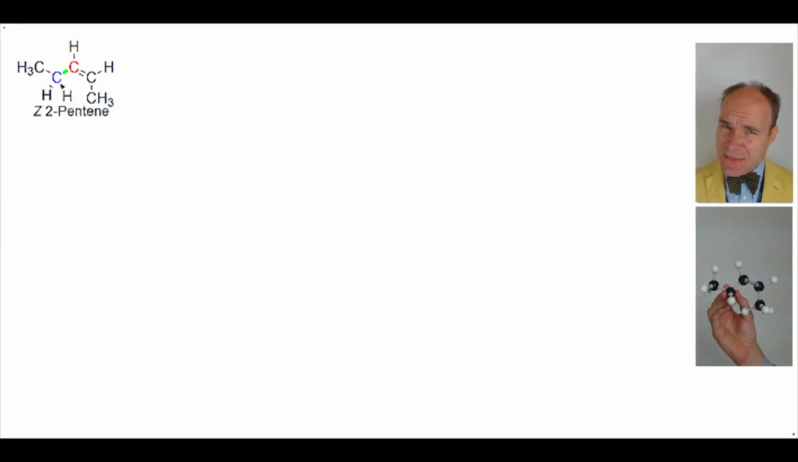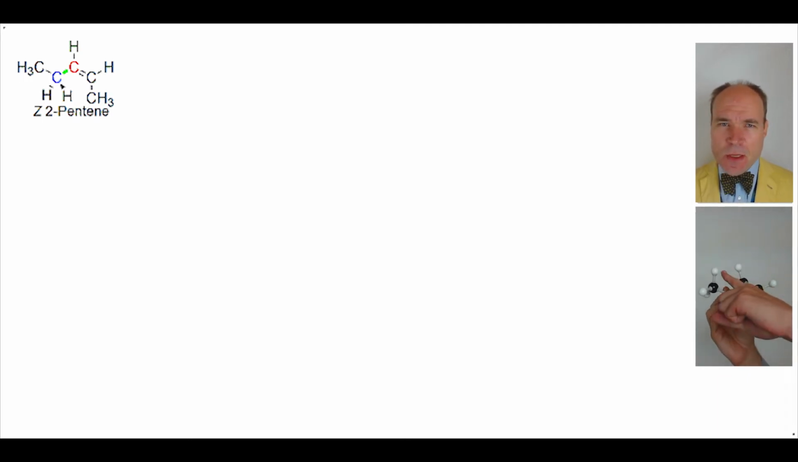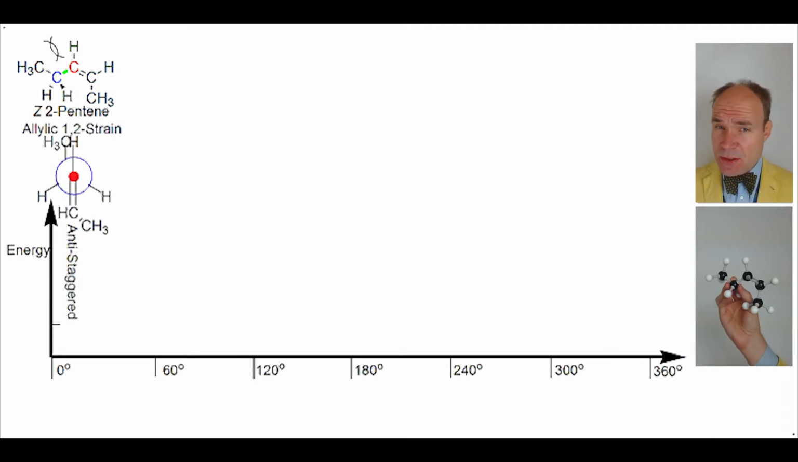Now what about the other stereoisomer, Z2-pentene? We'll view the molecule from a Newman projection perspective, looking down the bond from carbon-2 red to carbon-3 blue. Let's start again with the anti-staggered conformation, but unlike the E2-pentene, this has a lower energy. There's a dihedral angle from carbon-2's red hydrogen to carbon-3's blue methyl group of 0 degrees.